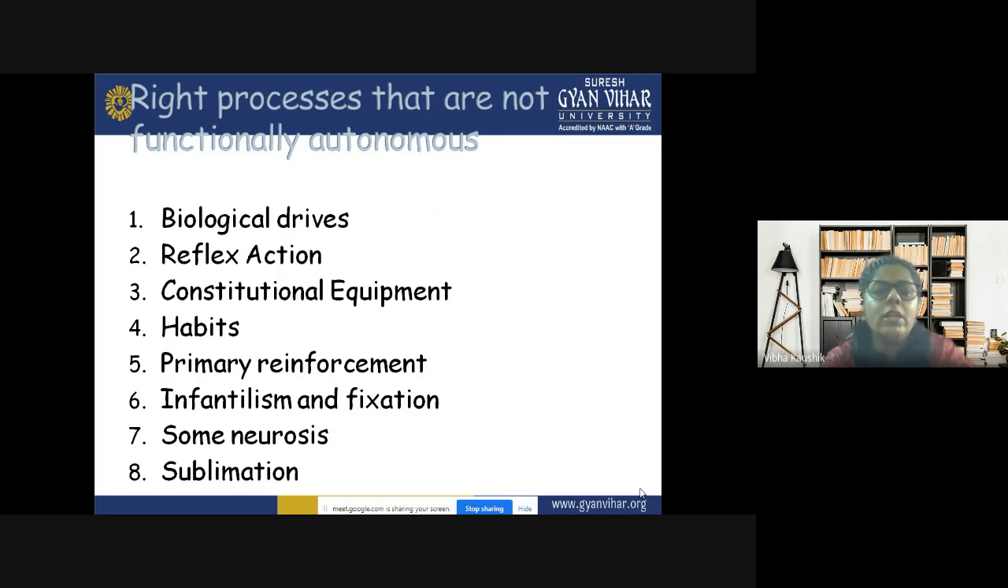Processes that are not functionally autonomous. The first one is biological drives. Second one is reflex action. Third is constitutional equipment. The fourth one is habits. The fifth one is primary reinforcement. Sixth one is infantilism and fixation. Seventh one is some neuroses. And the eighth one is sublimation.